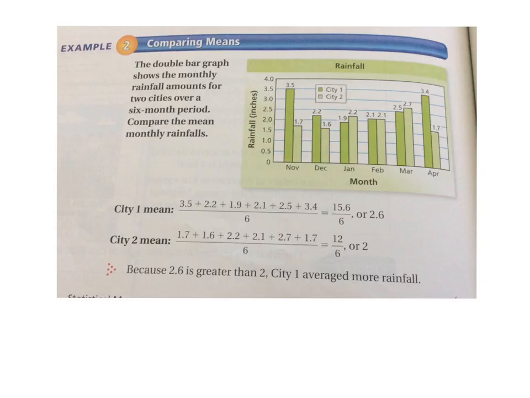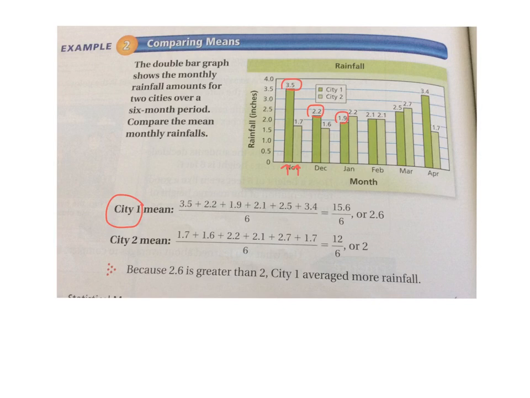Example 2 says the double bar graph shows the monthly rainfall amounts for 2 cities over a 6-month period. So the dark green is city 1 and the lighter green is city 2. We're going to compare the mean monthly rainfalls. So for city 1, we are going to find the sum of all of the dark green bars. So 3.5 plus 2.2 plus 1.9 and so on.